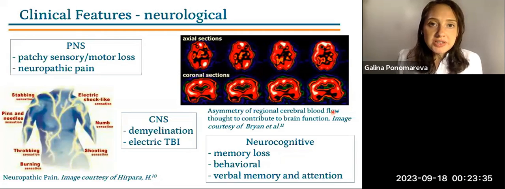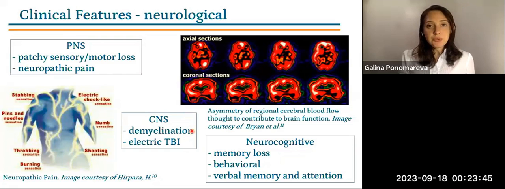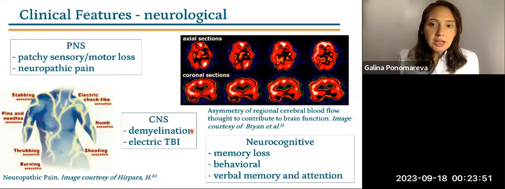When we consider central nervous damage from electric injury, we're thinking of central nervous system demyelination, which can cause a loss of motor function. This can range from hypotonia all the way to quadriplegia. This may or may not resolve, or may resolve partially. As well, a patient can develop an electric traumatic brain injury, which is very similar in pattern to other types of traumatic brain injuries, and can present with symptoms such as coma, paresis, seizures, headaches, nausea, and neurocognitive changes. And when we consider neurocognitive changes, we're thinking of memory loss, behavioral changes, verbal memory and attention changes, and aphasia.